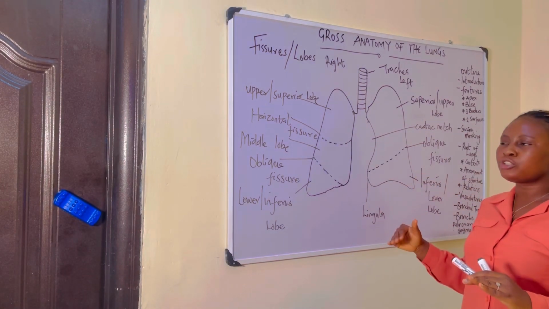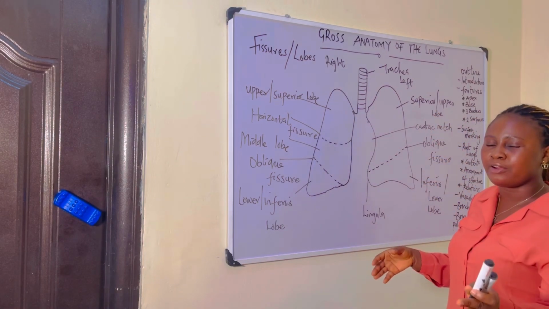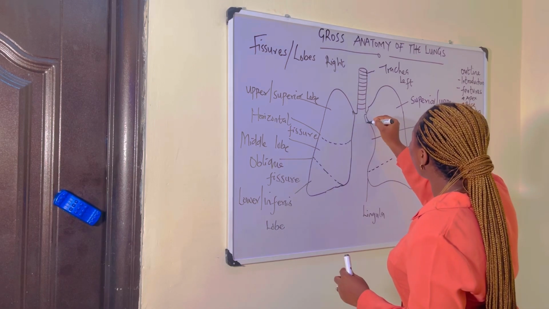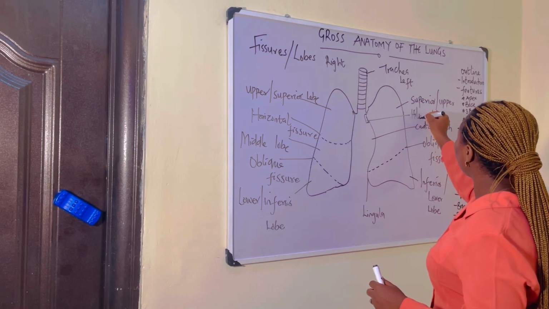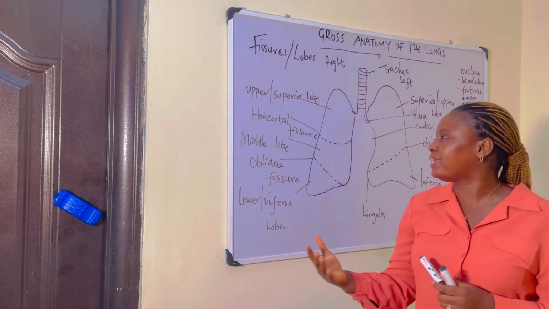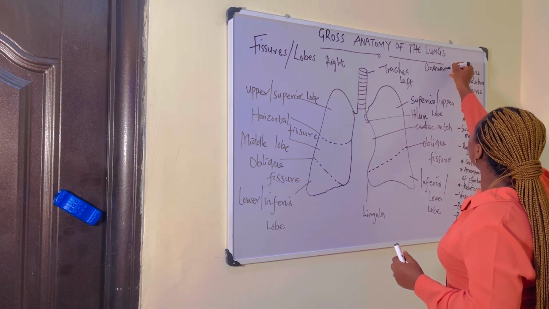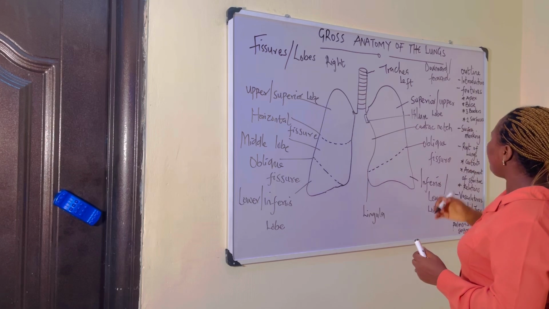So this oblique fissure cuts across the whole thickness of the lungs. Remember that both the right lung and the left lung have the oblique fissure. So it cuts across the whole thickness of the lung, except at the level of the what? Of the hilum. Now this oblique fissure, as the name implies, runs obliquely downwards and forwards.